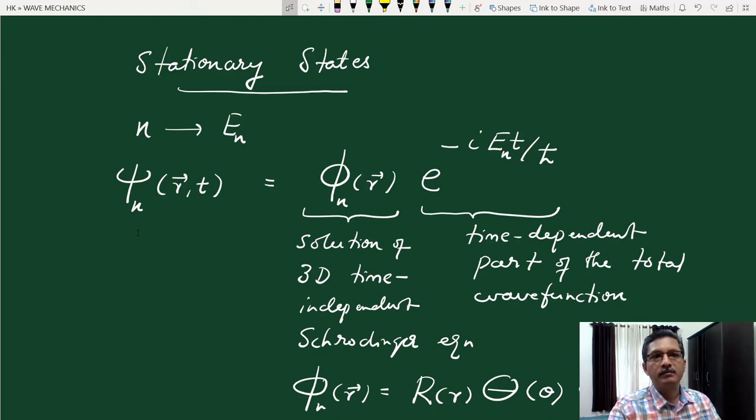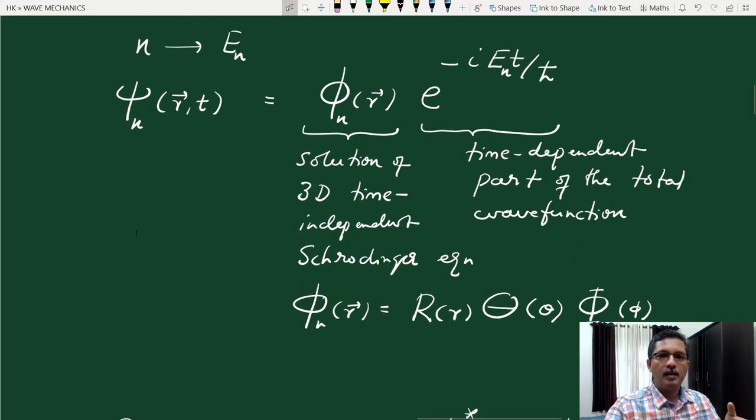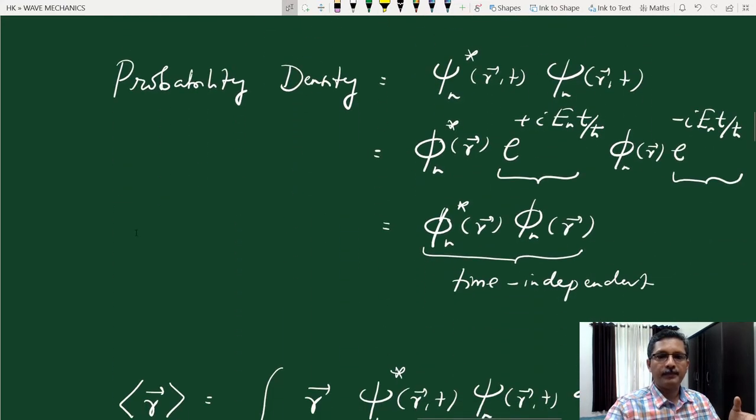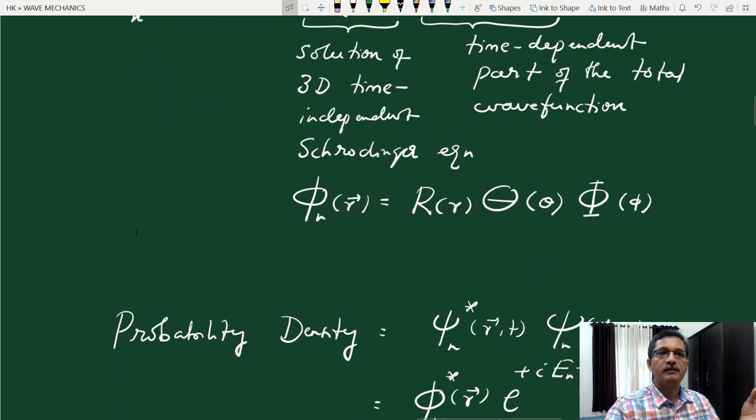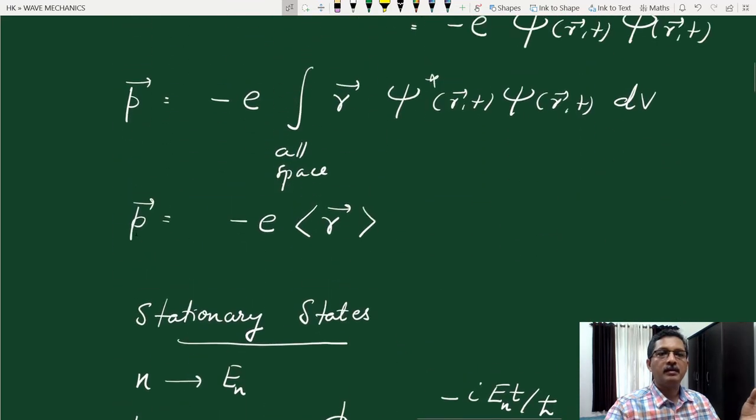We have seen that when the electron is in a particular quantum state, the probability density is independent of time, and the expectation value of the position vector of the electron is independent of time. When the expectation value of the position vector of the electron is independent of time, the dipole moment of the hydrogen atom is independent of time. When there is no oscillating dipole, there is no radiation. Okay.